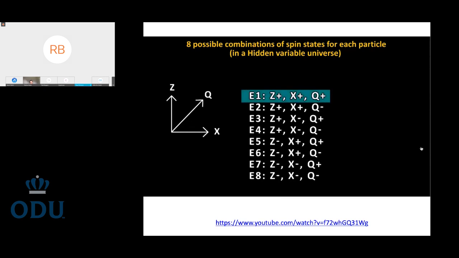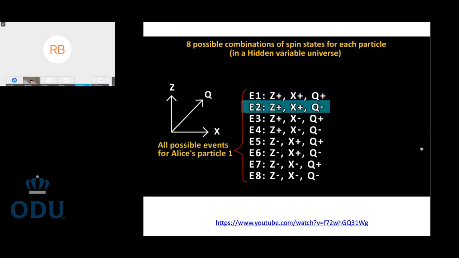The event 1 could be where the spin in the z direction is positive, the spin in the x direction is positive, and the spin in the q direction is positive. E2 is when z is positive, x is positive, and q is negative. E3 is when z is positive, x is negative, and q is positive. E4 is when z is positive, x is negative, and q is negative. E5 is when z is negative, x is positive, and q is positive. E6, z is negative, x is positive, q is negative. E7, z is negative, x is negative, and q is positive. E8, z is negative, x is negative, and q is negative.